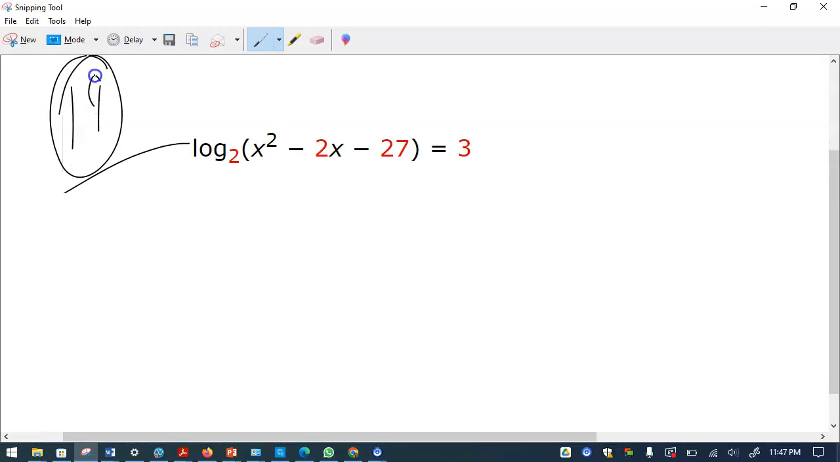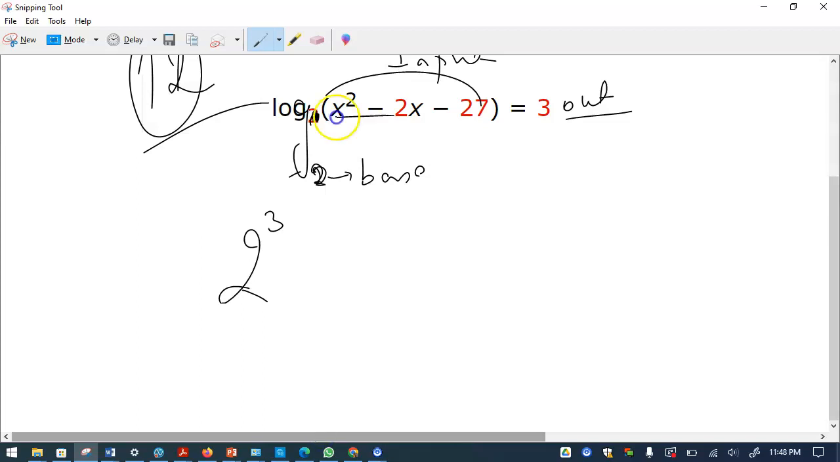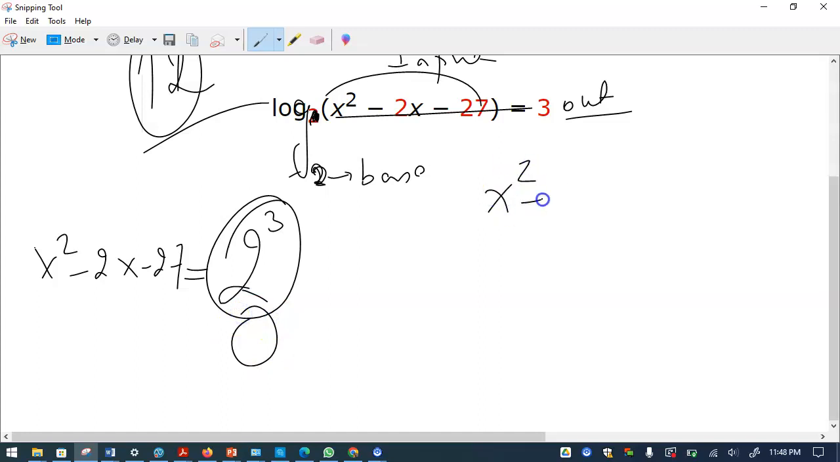Practice problem number 12. So now again, I'll write along this and I'll put 2 right here just to show the difference that this is the base, this is the input, and this is the output. So when you change this to the exponential form, the base becomes 2 and the output becomes 3, and the input, this big thing, becomes the output. That means this equals x squared minus 2x minus 27. And 2 raised to 3, this is 8, right? So this becomes x squared minus 2x minus 27 equals 8.